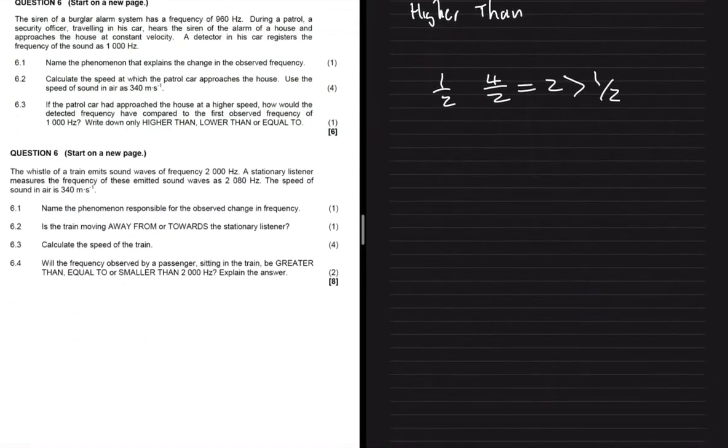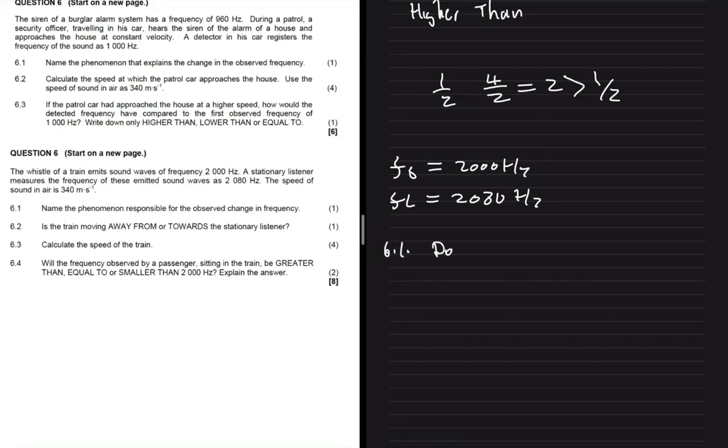Let's move ahead. Question 6. The whistle of a train emits sound waves of frequency 2000 Hz. So the frequency of the sound source is 2000 Hz. A stationary listener measures the frequency of these emitted sound waves at 2080 Hz. So we can see that the frequency observed is greater than the frequency emitted. So either the sound source is moving towards the listener or the listener is moving towards the sound source. Name the phenomenon responsible for the observed change in frequency.